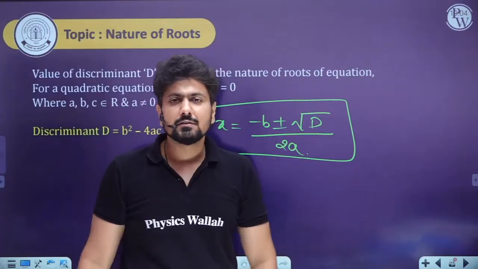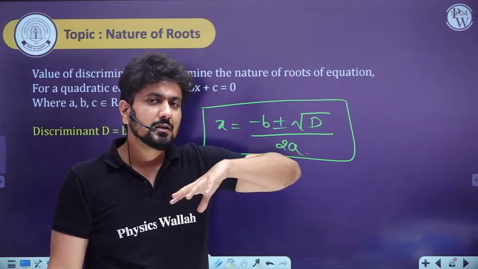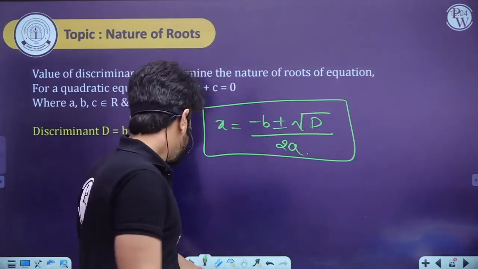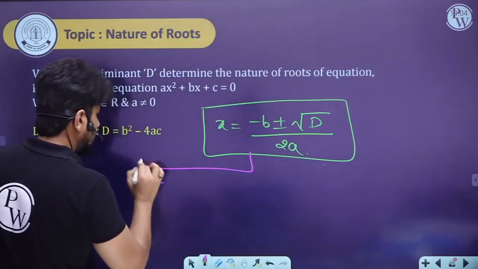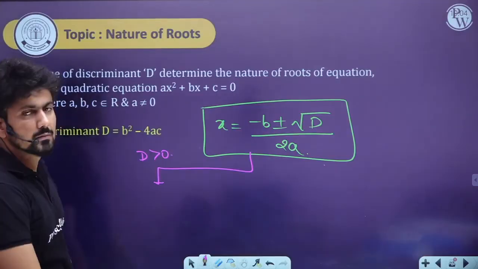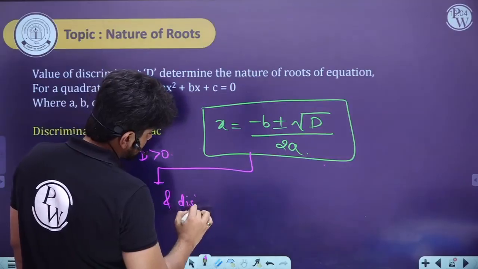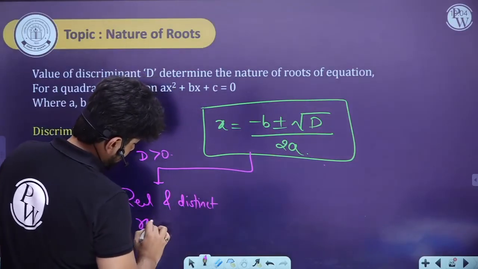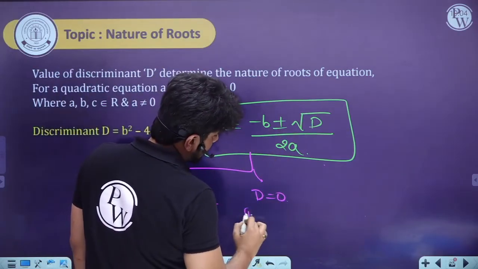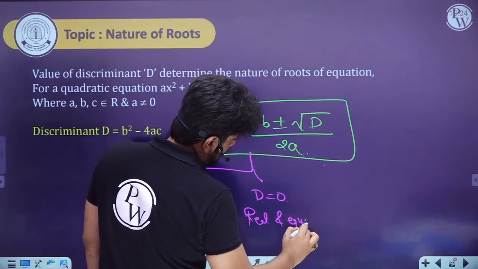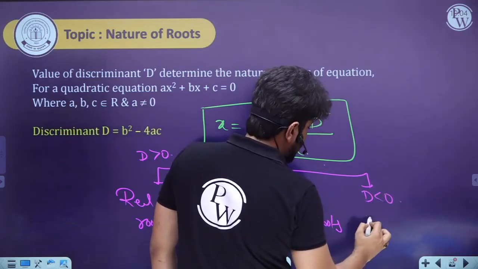If d is positive, then under root of a positive number will be a real number, right? So if discriminant is greater than 0, we are going to get real and distinct roots. If d is 0, we get real and equal roots, and if d is negative, we get imaginary roots.